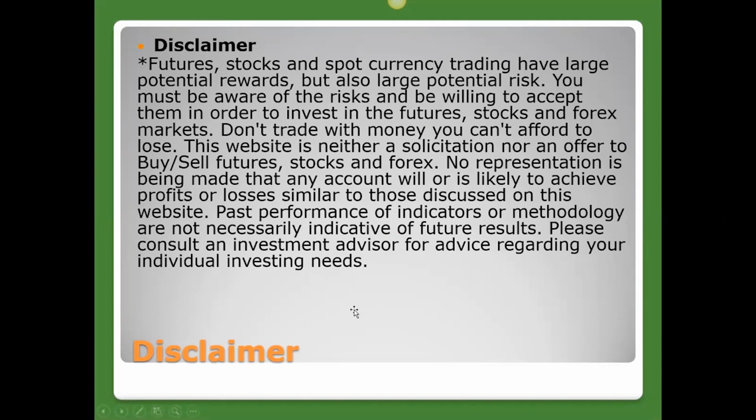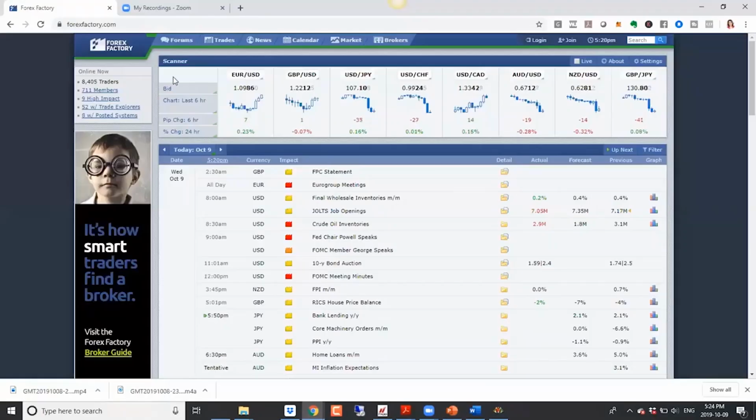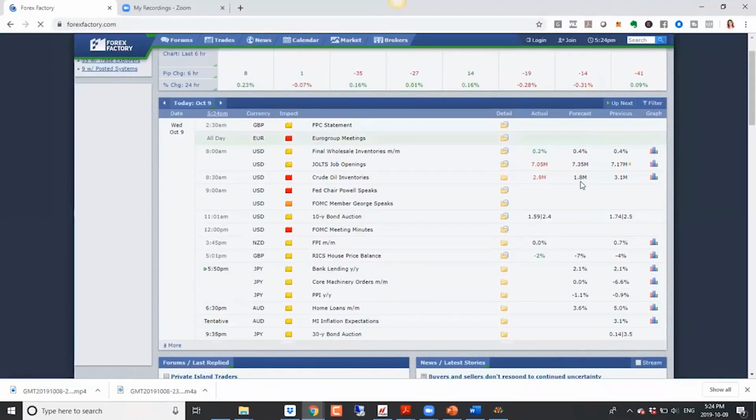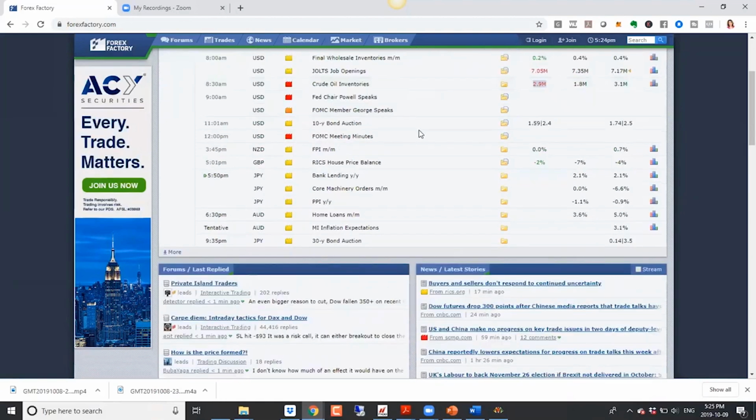As usual, we'll start off by taking a look at our economic calendar here. Okay, so in terms of the news here, we saw a buildup in oil inventories. So this we saw is negative for Canadian dollar here. Other than that, we have FOMC meeting minutes, which didn't cause much of a market move here.